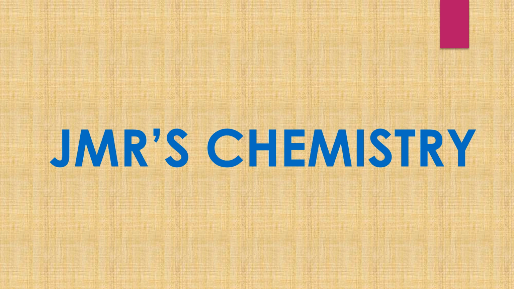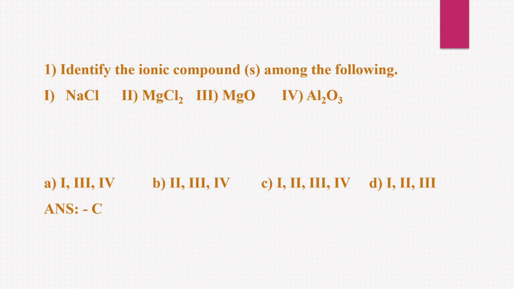Today I would like to explain some important questions from chemical bonding. First question, identify the ionic compound among the following. In this question, you are going to identify the ionic compound in these compounds. Generally, what is an ionic compound? An ionic compound contains ions, one positive as well as one negative. A positive ion is known as a cation and a negative ion is known as an anion.